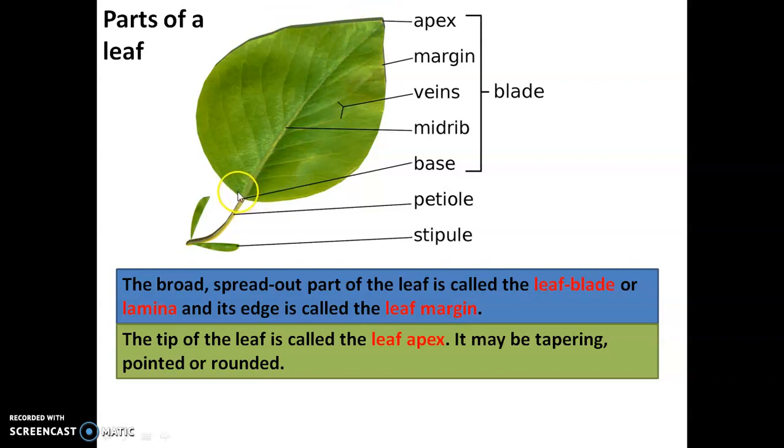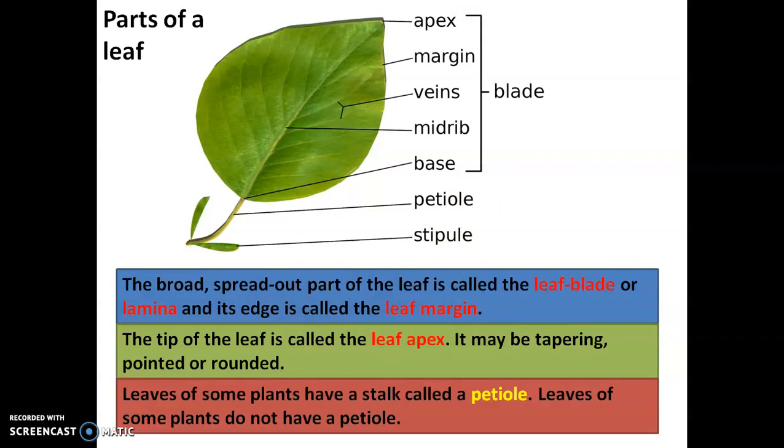Now look at this leaf. At the base it is very thick and then slowly it is becoming thin and pointed, and this tip has become pointed. That is called tapering or pointed or rounded. In some leaves this point is not there, the leaves are completely round in shape. We will see that a little later. For now just note that the leaf tip is either pointed or rounded or tapering.